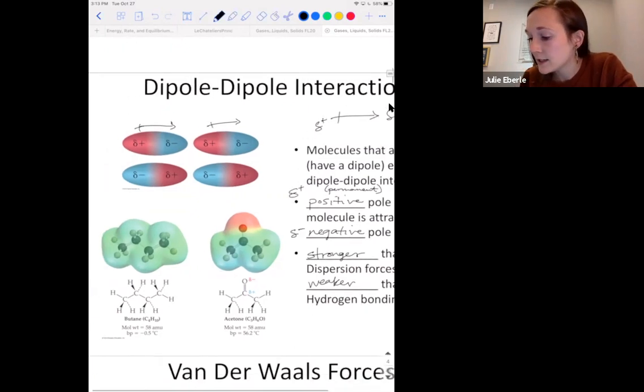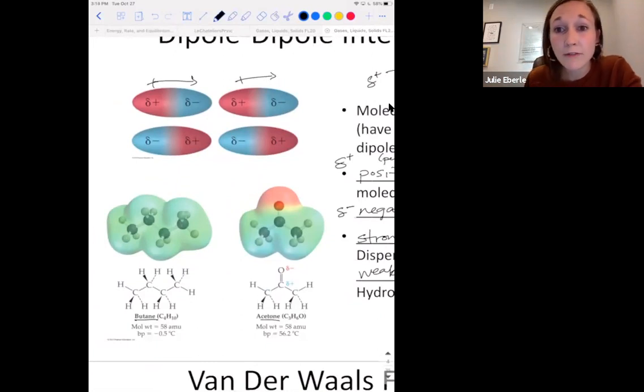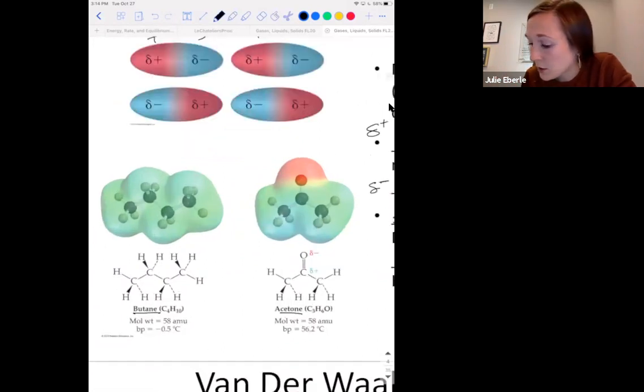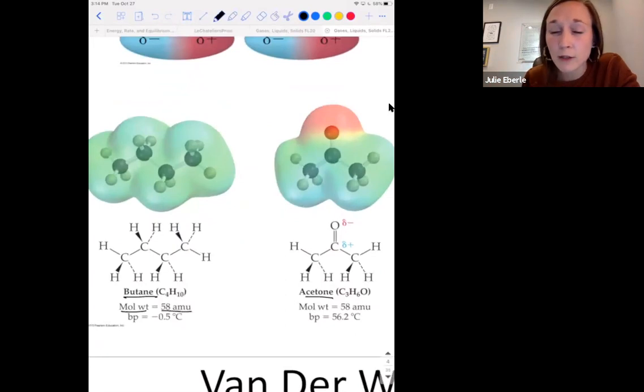Here's an example of how this can happen. I want to look at these two molecules: butane, C4H10, and acetone, C3H6O. They have very similar numbers of carbons and hydrogens. Well, not necessarily hydrogens, but what is exactly identical on these two is their molecular weight. This is 58 AMUs for one molecule.